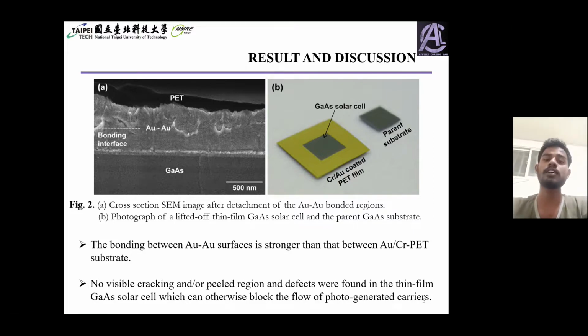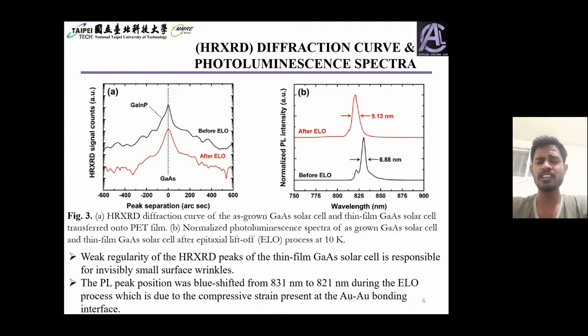And the next one is the high resolution X-ray diffraction and the photoluminescence spectra. In Figure 3A, we can see the HR-XRD curves of both the as-grown gallium arsenide solar cell and after the ELO process. There is a weak regularity of high resolution XRD peaks, so we can see Figure 3A.